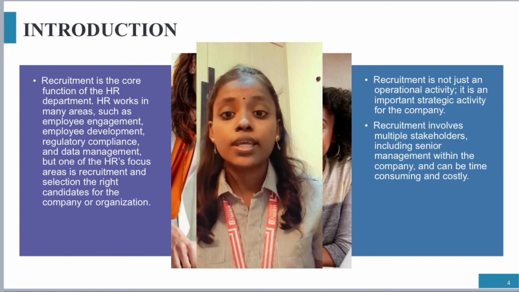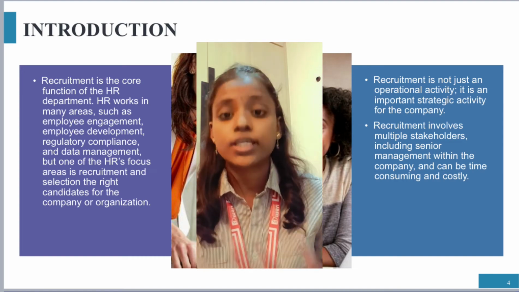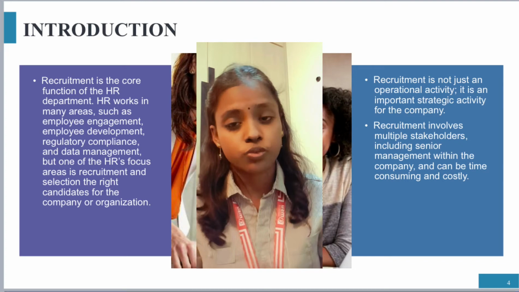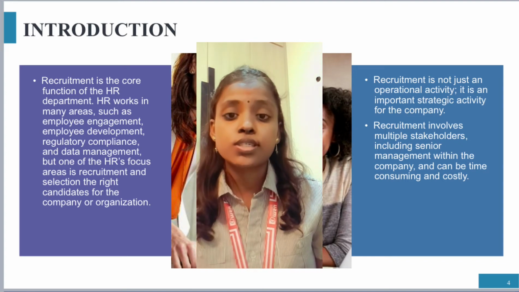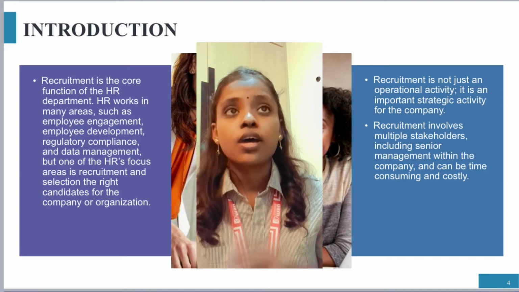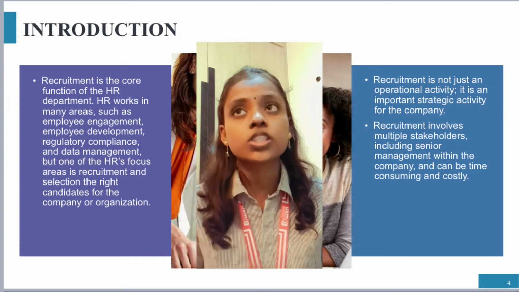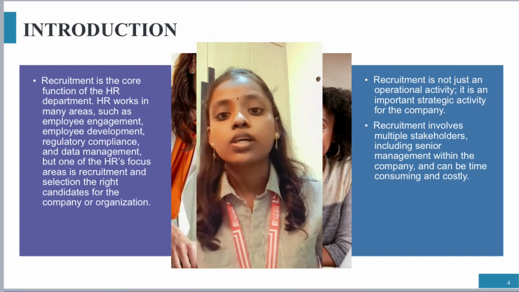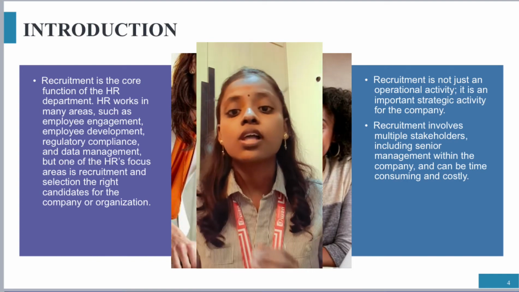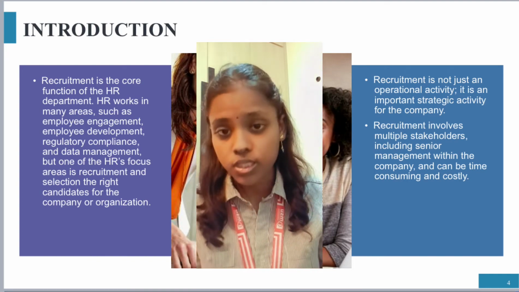HRs are working on many areas such as employee engagement, employee development, and data management in most places. But the HR main focus is recruitment and selection of good candidates for the organization and for the company. Recruitment is a process of finding a suitable candidate for the position, and selection is choosing the suitable candidate for the company and position.